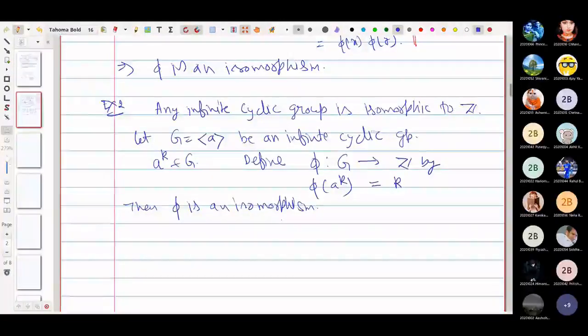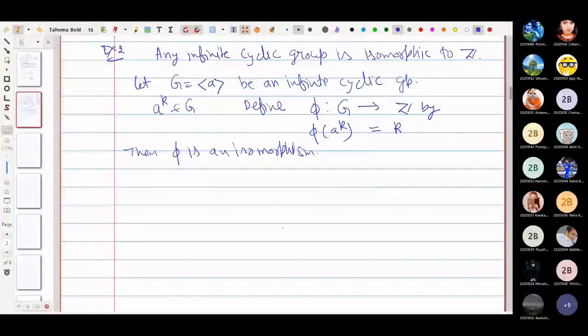I think you can verify this. You can very much verify this is one-one, this is onto, and this is operation preserving also. Is it okay? Yes, sir.